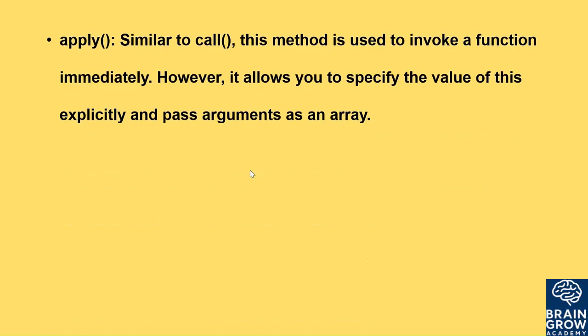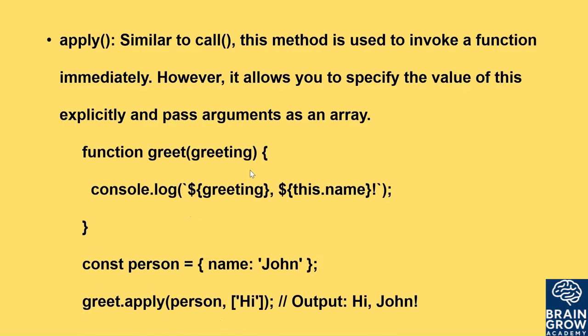And after that, apply. Similar to call, this method is used to invoke a function immediately, but it allows you to specify the value of this explicitly and pass arguments as an array. We already discussed these methods and we are done with the code. You can see that here we pass the arguments inside an array. So here is the difference between call and apply.